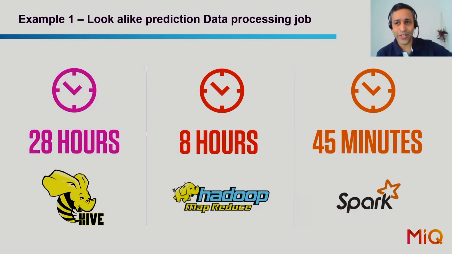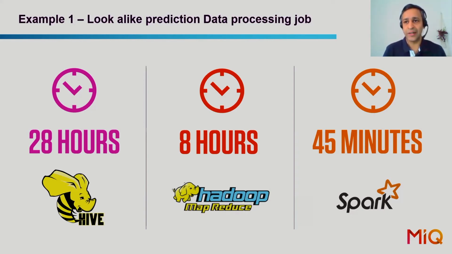When you go back in time, the first version of this pipeline was predominantly in Hive and used to take about 24 to 28 hours to run. Then we optimized it, turning map reduce jobs into certain UDFs, and brought it down to 8 hours. And then moving it to optimized Spark, we were able to bring it down to 45 minutes.